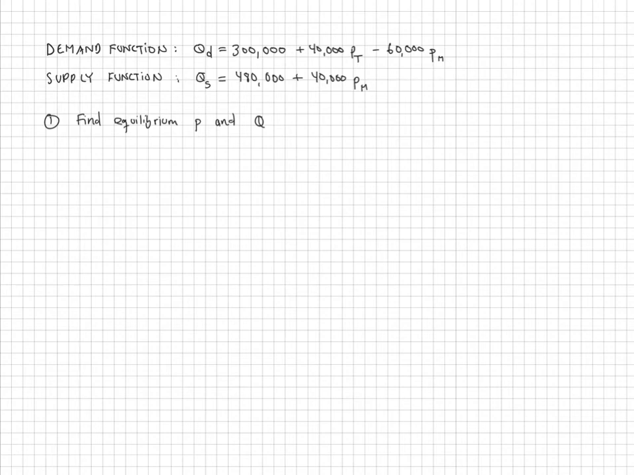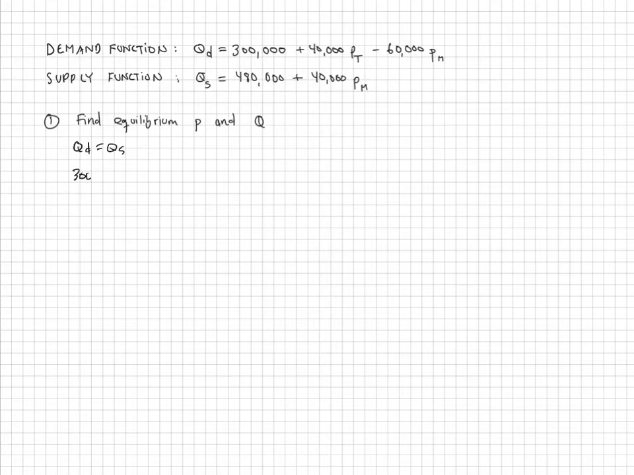Hello, we're given a demand and supply function as shown on the screen. The first question is find equilibrium price and quantity. Of course, in equilibrium, we have quantity demanded equal to quantity supplied. So I'm just going to set these two functions equal to each other.